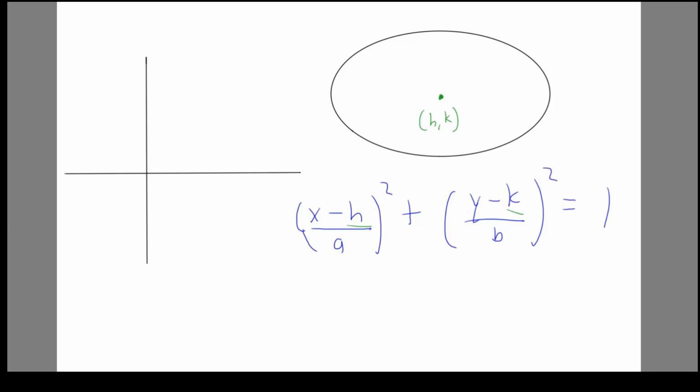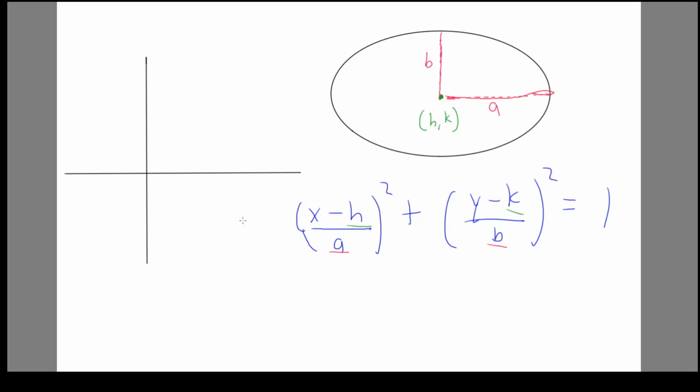However, in this case for the ellipse, we have these two constants that we didn't have before. We have a and b. So in this case, a is 1/2 of the horizontal length of the ellipse. So in this case, a would be this length, from here to here. And b is 1/2 of the vertical height of the ellipse. So in this case, the distance from here to here, this is b.